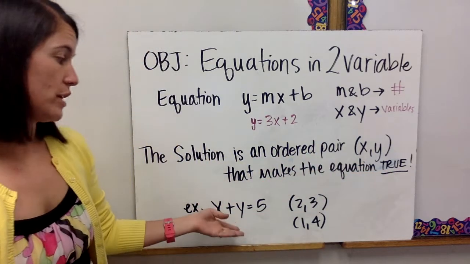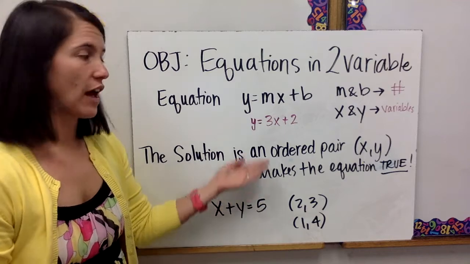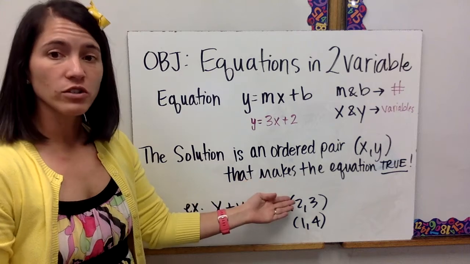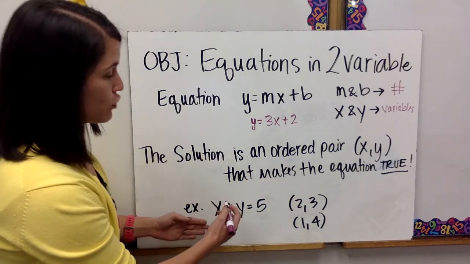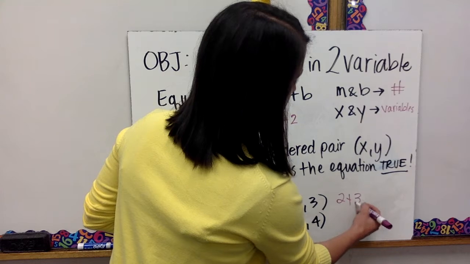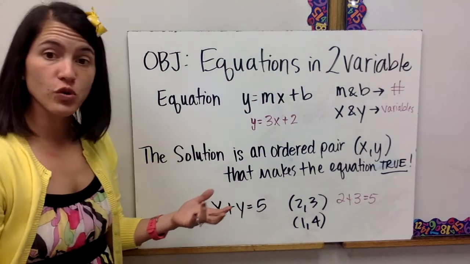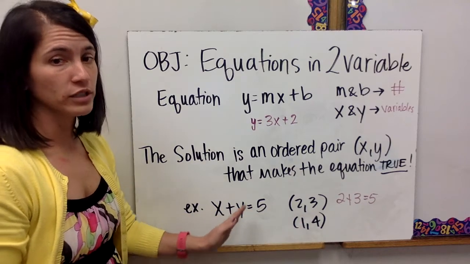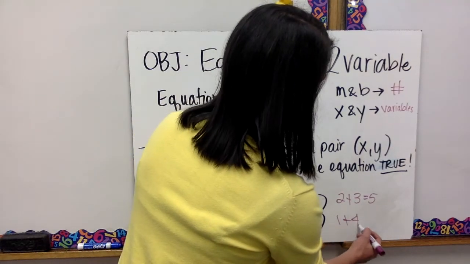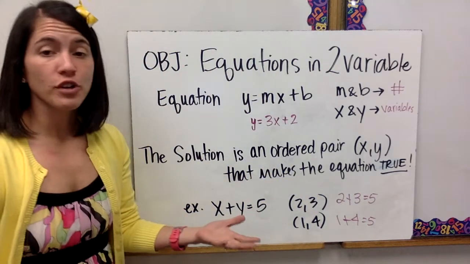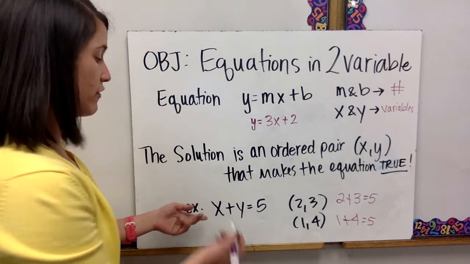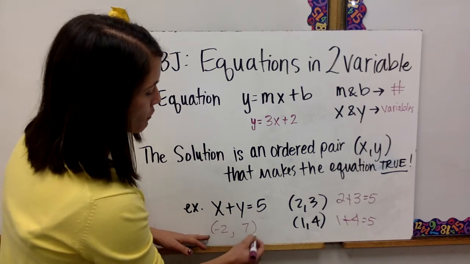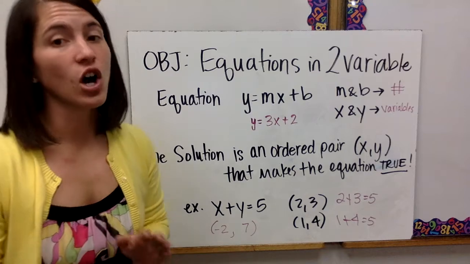So an example, here's an equation with two variables, x plus y equals 5. I know it's not in that form, it's just another way. One solution is the ordered pair 2, 3, because if you put in 2 plus 3, that makes the equation true. Another solution would be 1, 4, because 1 plus 4 equals 5. You can have another solution with a negative, like x could be negative 2 and y would be 7. So the ordered pair negative 2, 7 is also a solution.